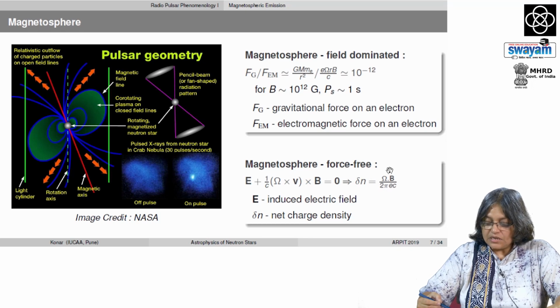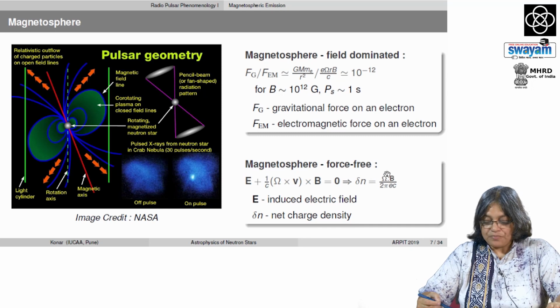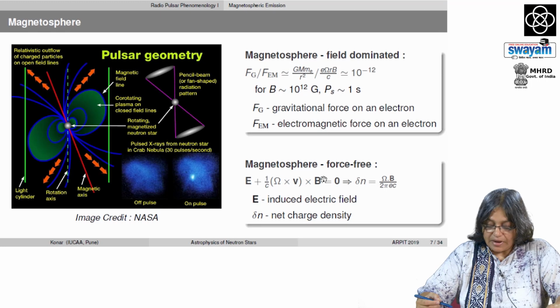The charge density is given by the rotational frequency and the magnetic field of this form, and here E is the induced electric field in the magnetosphere.